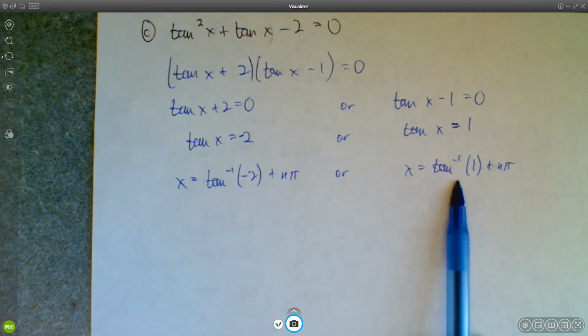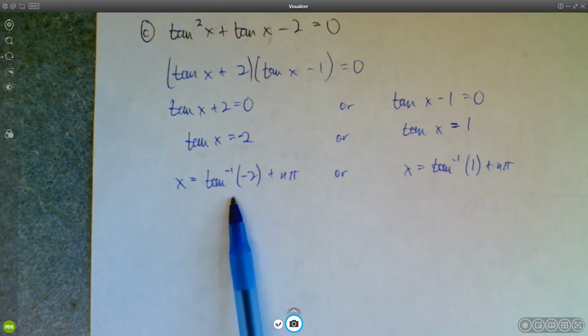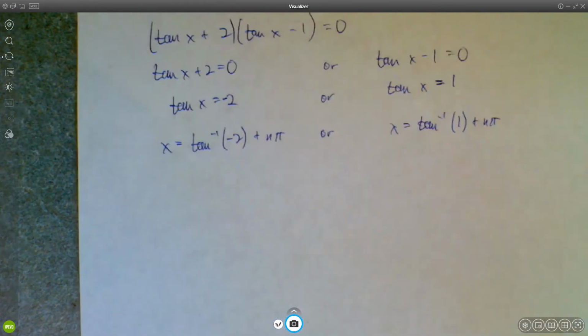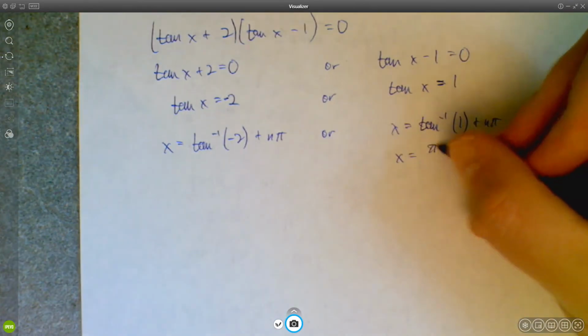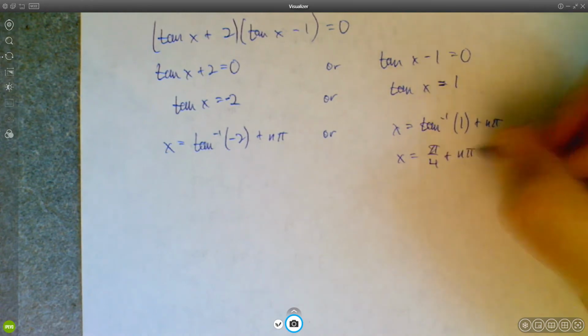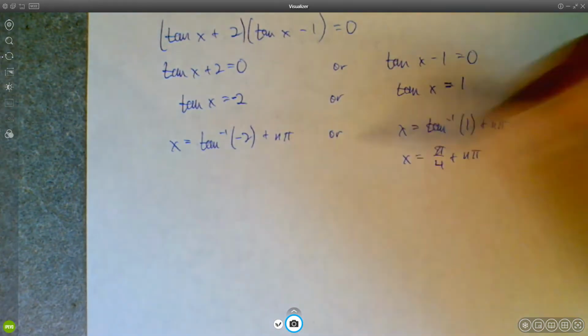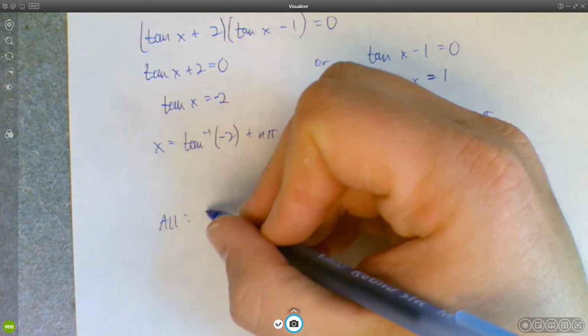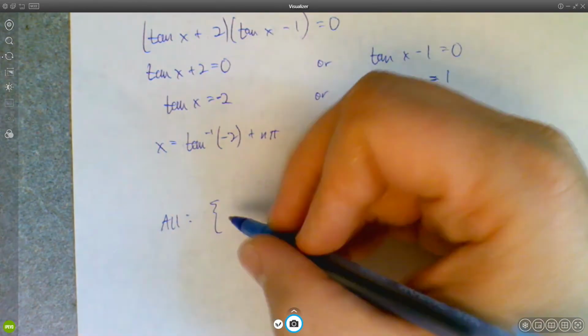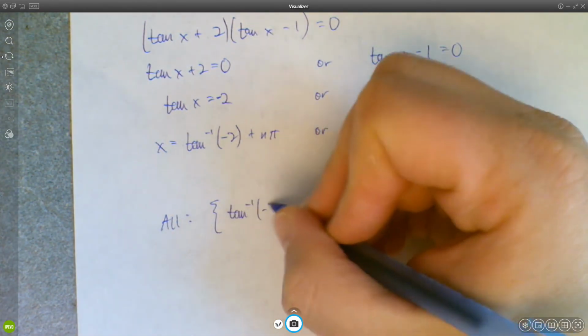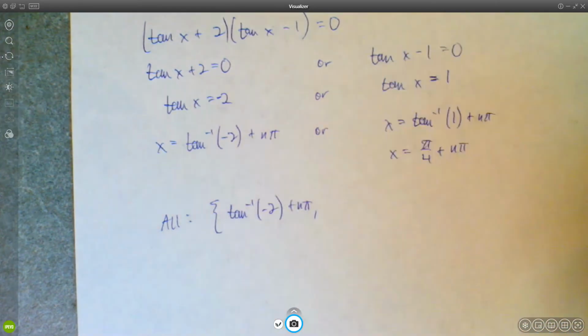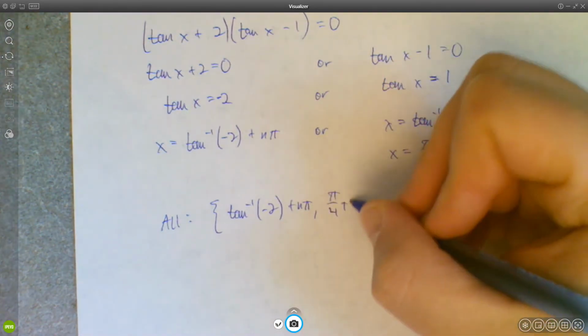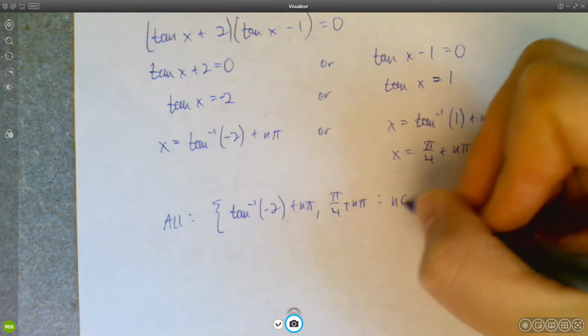Now this one we can do in our heads. Tangent inverse of 1 is pi over 4. This one we can't, though. Tangent inverse of -2 is probably something kind of nasty, so I'm just going to leave it in this format, and I'm done, right? So x is pi over 4 plus n pi, and x is, the exact value, tangent inverse of -2. If I want to list off all of my solutions, they're going to be tangent inverse of -2 plus n pi, and then pi over 4 plus n pi, where n is an integer.